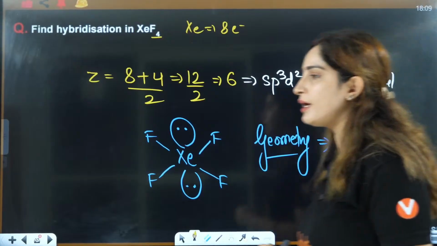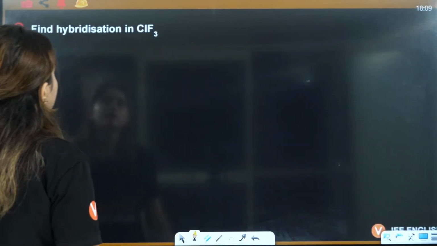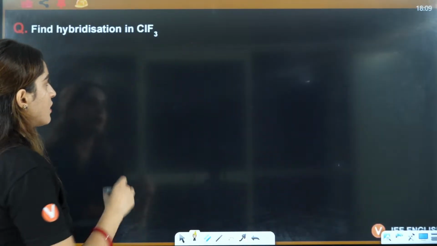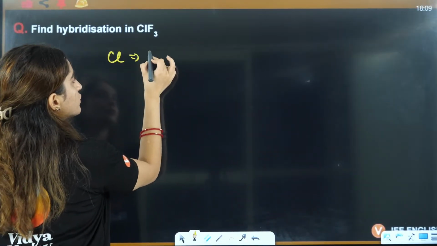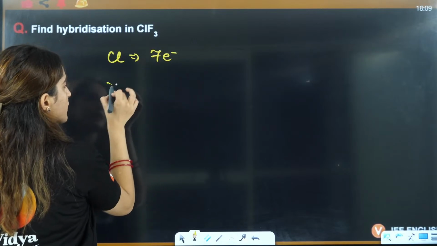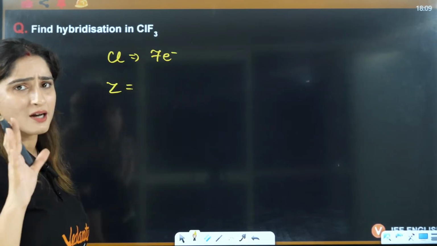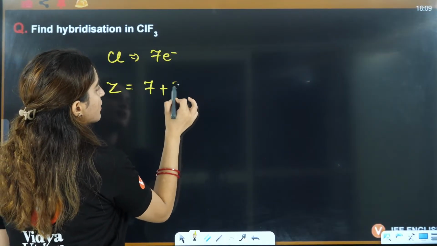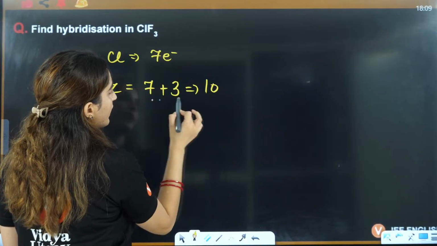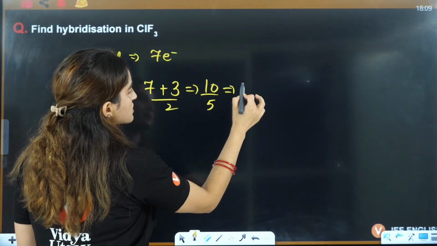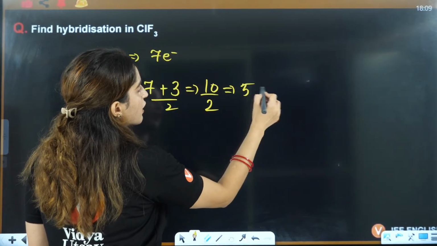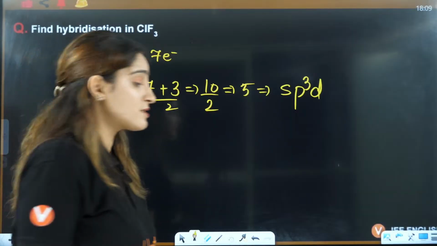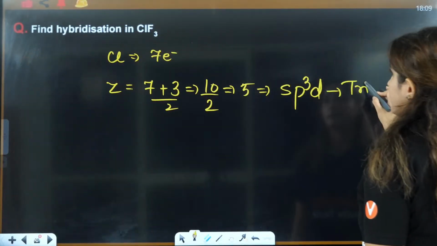Geometry is going to be octahedral. Similarly, if you talk about ClF3, chlorine belongs to group number 17, so 7 outermost electrons. Z is going to be, till now just understand the hybridization. So Z is going to be 7 plus 3 monovalent electrons, so it is going to be 10. 10 by 2 is 5. 5 means sp3d, that is nothing but trigonal bipyramidal.